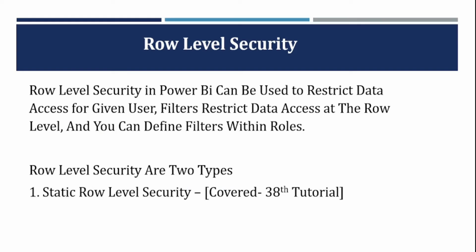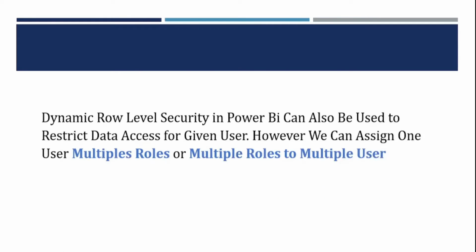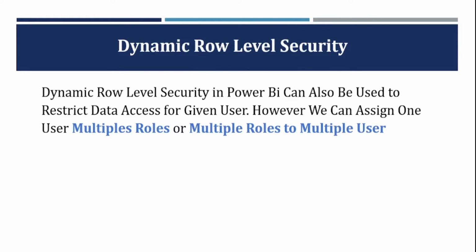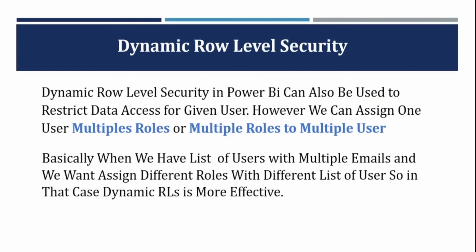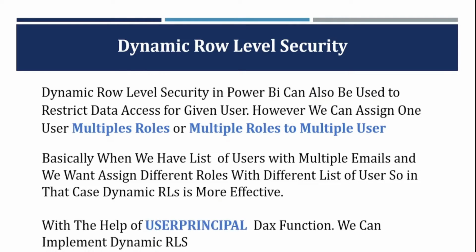Now let's understand what dynamic RLS is. Dynamic row level security in Power BI can also be used to restrict data access for a given user. However, we can assign one user multiple roles, or multiple roles to multiple users. Basically, when we have a list of users with multiple emails and we want to assign different roles to different users, in that case dynamic RLS is more effective. To apply dynamic RLS, we need to take help of one DAX function, which is USERPRINCIPALNAME. With the help of the USERPRINCIPALNAME DAX function, we can implement dynamic RLS.